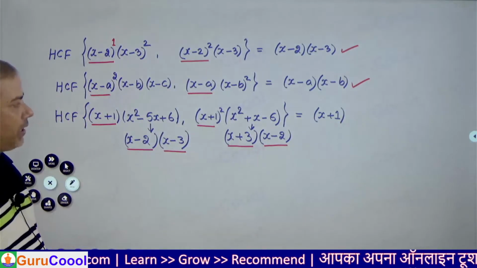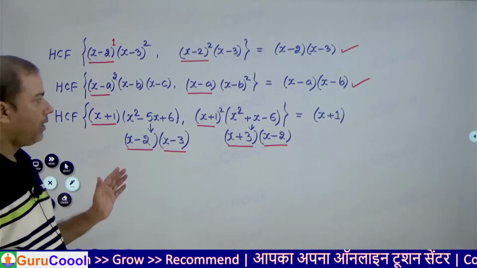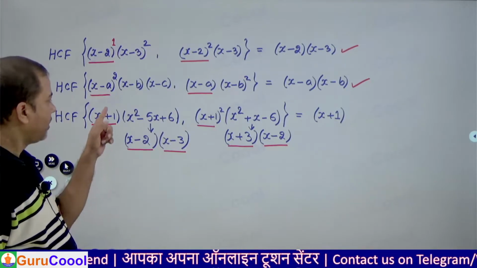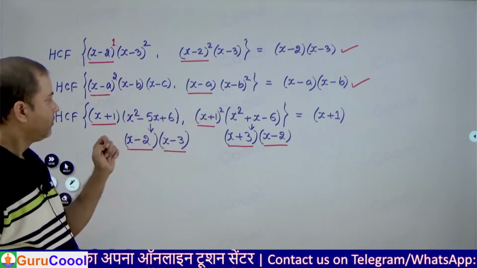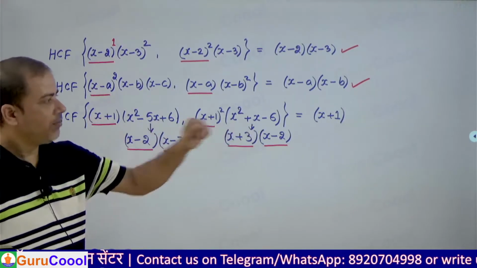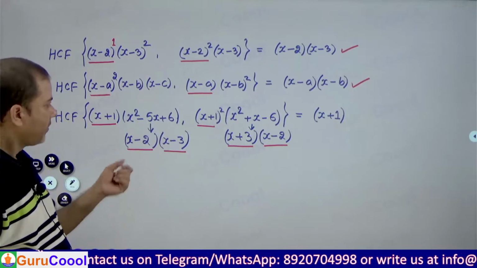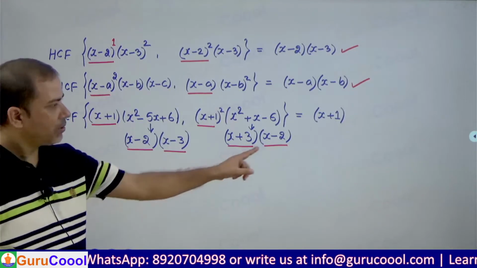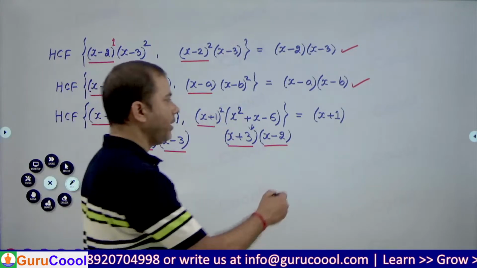We have to take HCF. So look at common factors. X plus 1 is 1 time here, 2 times here. So 1 time is common, least power. We already have written x plus 1, that is done. Now look at x minus 2. Here it is 1 time, here also it is 1 time. We can take x minus 2 as well.